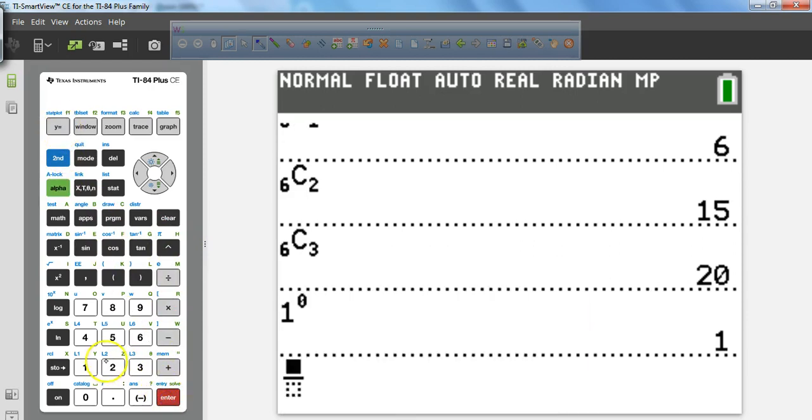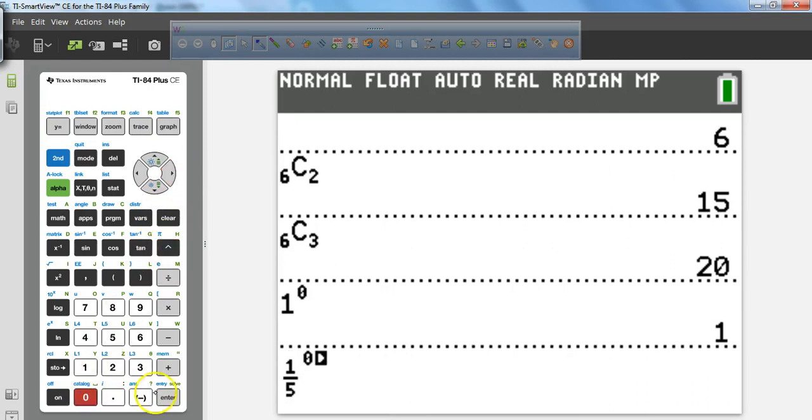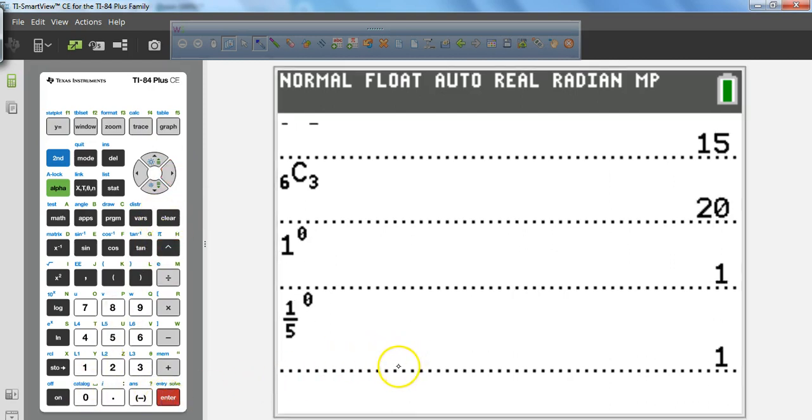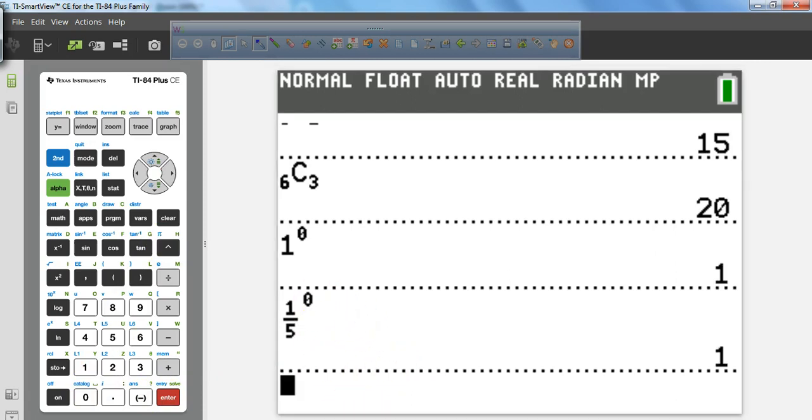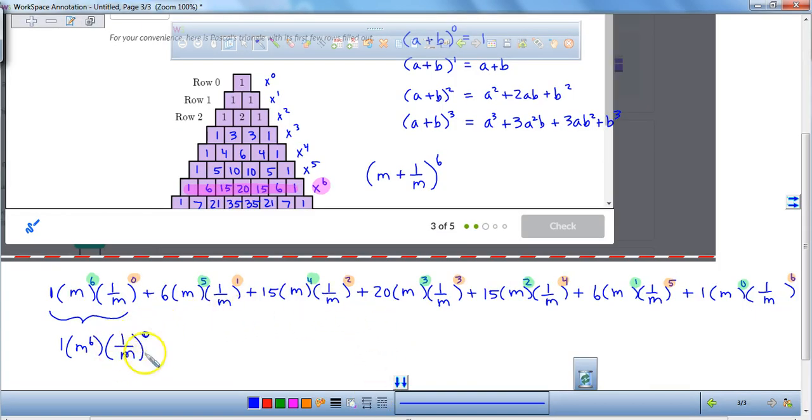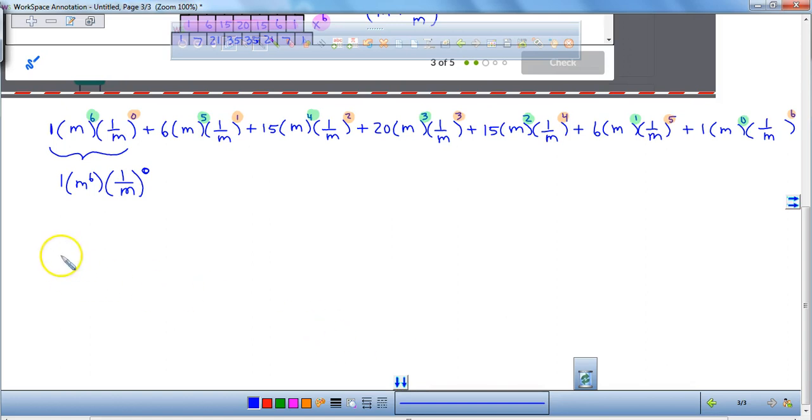Do alpha y equals enter. So 1 over 5, and I raise that whole thing to the power of 0, still equal to 1. All right? So right here, that's just going to equal a 1, and I'm left with m to the power of 6. So that's my first term, m to the power of 6.